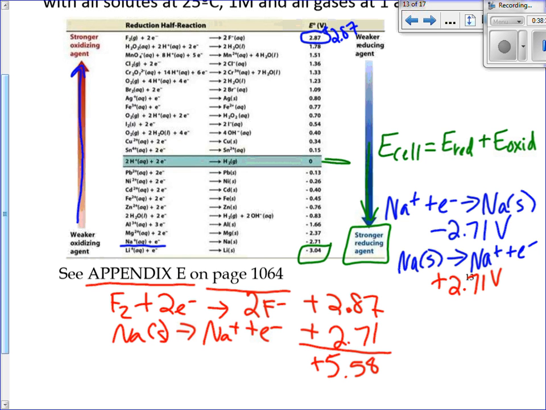But if you flip the one and you add them together and you get a negative E cell, then that particular set of reactions won't work together. Okay? And we're going to do a couple together at the end here. But let's finish answering our questions, and we'll work some problems on the back.